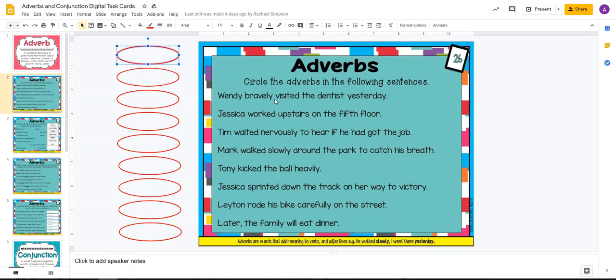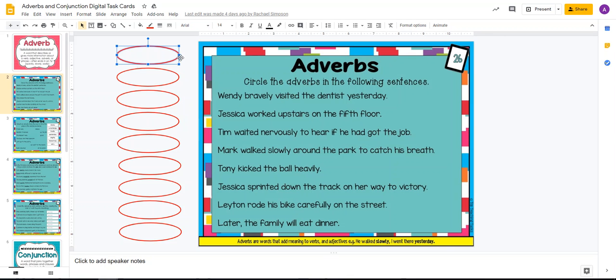So let's look at this first sentence. Wendy bravely visited the dentist yesterday. So she visited the dentist. Visited is the verb because that's what she did. If you got rid of the word visited, would the sentence make sense? Wendy bravely the dentist yesterday. So the action or the verb is visited.